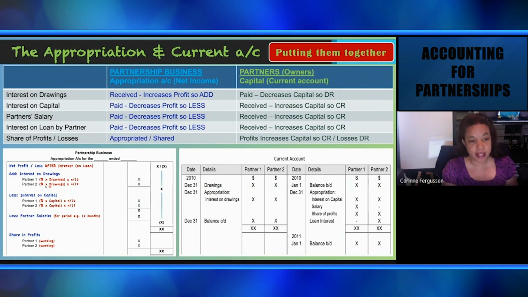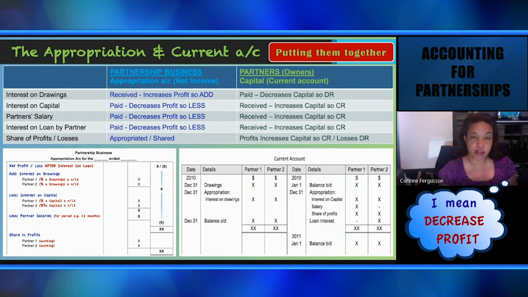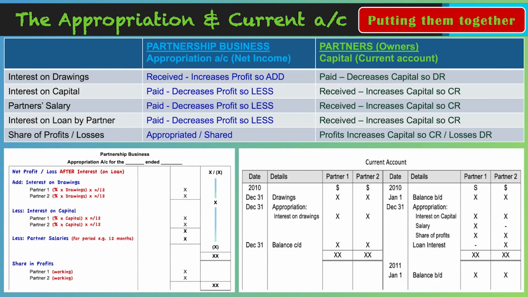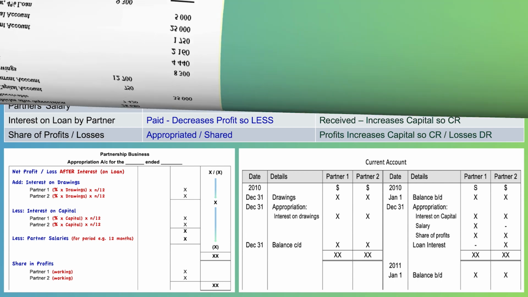And then everything else, because it decreased capital from the partnership business point of view, for the partner's point of view in the current account will be the opposite. It would increase their capital. So everything that is lessened in the appropriation account, you would have it on the credit side of the current account. And that is made more clear as we do the example.